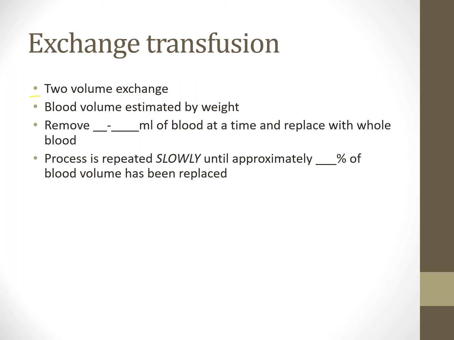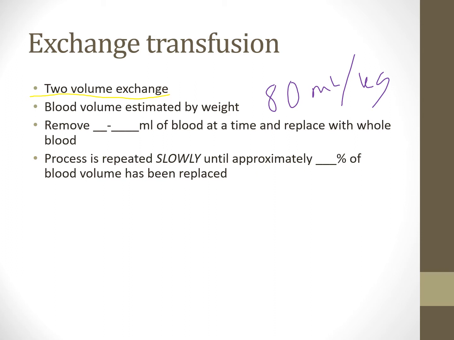So two volume exchange is very, very common. Blood volume is estimated by weight, and we said that that was normally how many mils per kilogram? I hear you all screaming. Some of you aren't, and that makes me worried. 80 mils per kilogram. That's how we sort of estimate blood volume when we're doing this. So we do it maybe around twice. We're just doing a small volume exchange here and there, and that should ultimately help us. We're removing how many milliliters of blood?